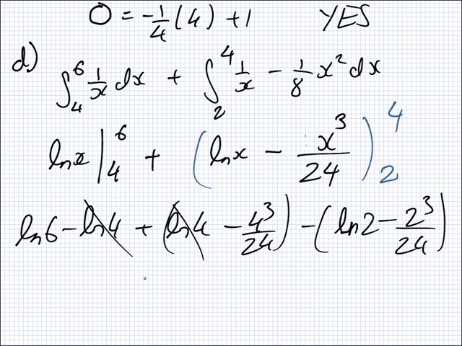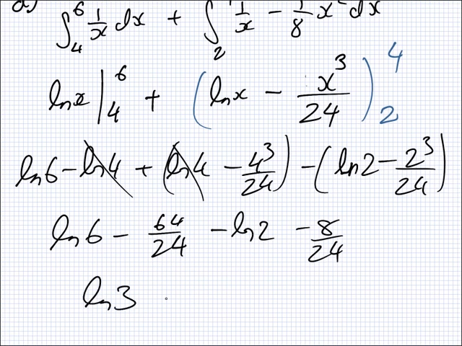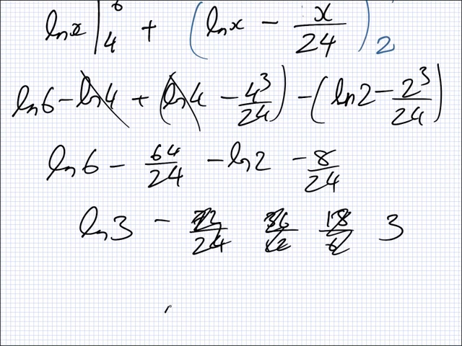That's nice because those two guys cancel. That's log 4 minus 4 cubed, 64 over 24, minus log 2 minus 8 over 24. So that's going to be log 2 minus 56 over 24, which simplifies to 7 over 3. So the answer will be log 2 minus 7 over 3 when you simplify it.